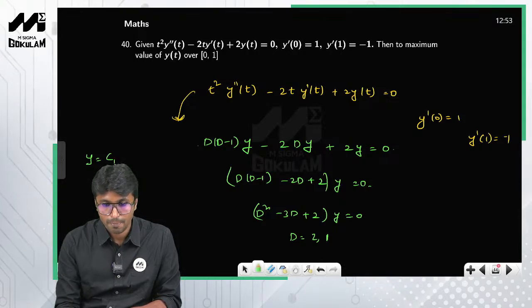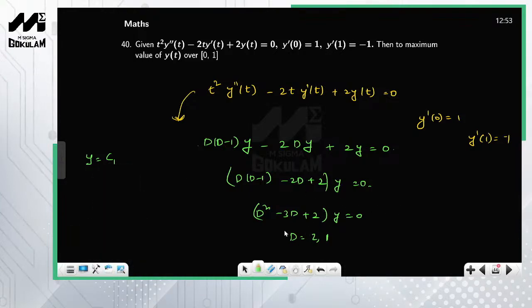So c1 into, suppose for example you have taken this as d/dz, so therefore e raised to z plus c1 into e raised to 2z, right? So where t is equal to e raised to z, right? So I hope you know the Cauchy-Euler differential equation, right? So this is nothing but this is y.